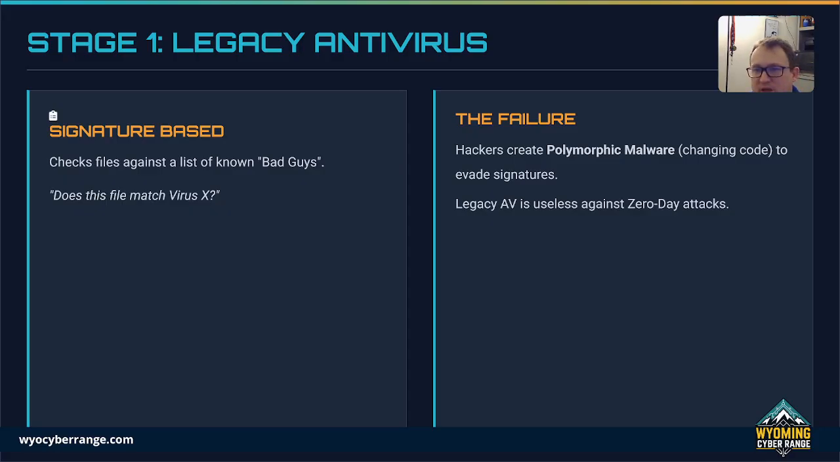Hackers are smart. A hacker might use what we call polymorphic malware. This is going to change its code slightly so that every time it infects a new machine, it looks like a new file. Because the code changes, the signature doesn't match, and legacy antivirus is going to be completely useless against zero-day attacks, brand new viruses, because it has no signatures for them yet.